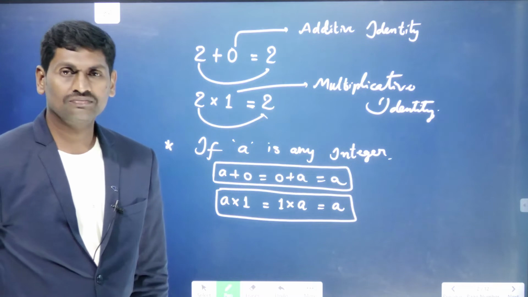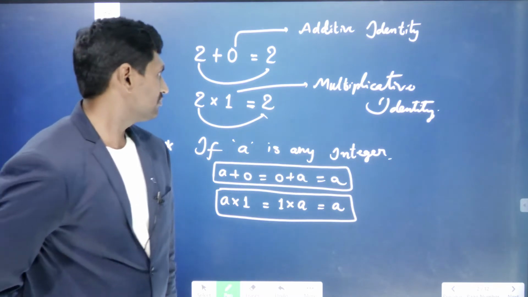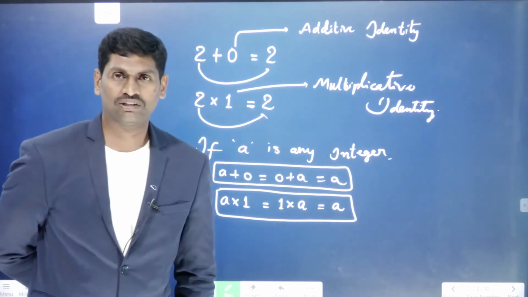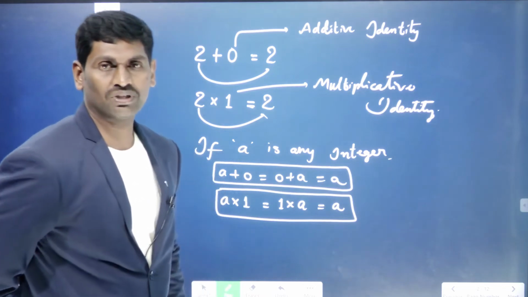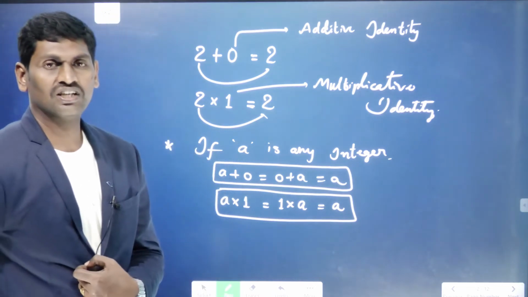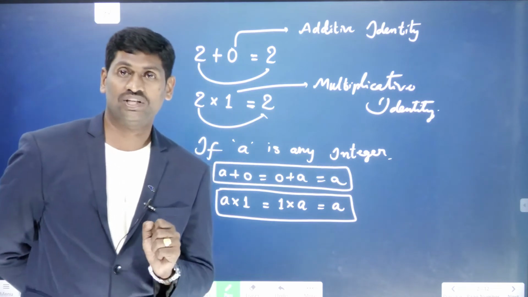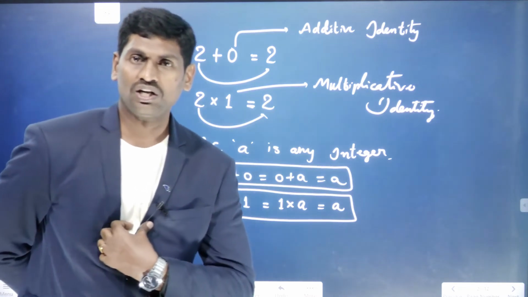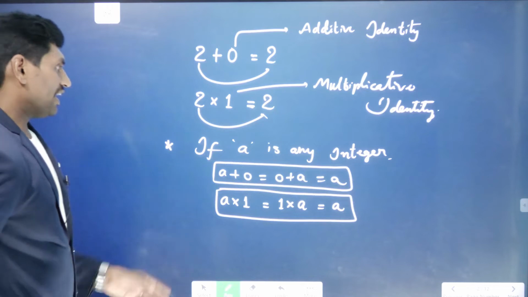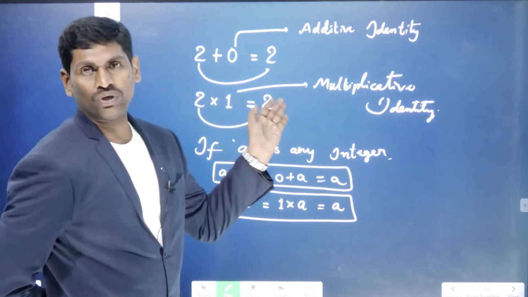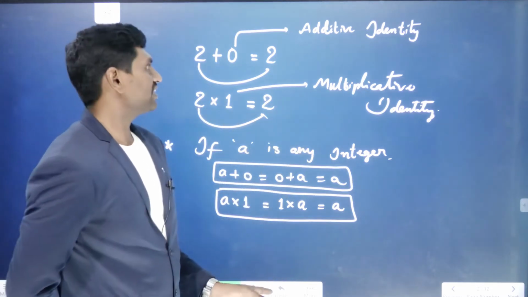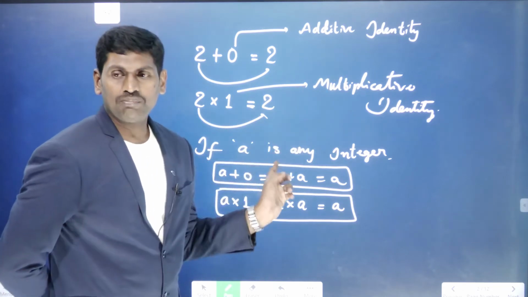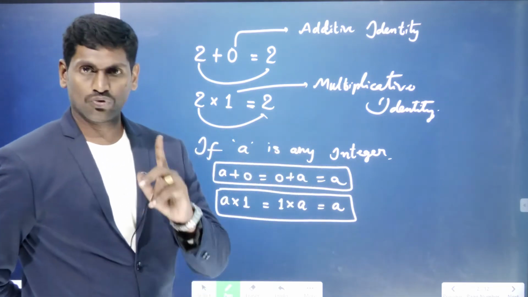Clear, children? In the number system, we have natural numbers, whole numbers and integers. Integers are all positive numbers and negative numbers, including 0, which is neither positive nor negative. And we discussed the additive identity and the multiplicative identity. The additive identity is 0 and the multiplicative identity is 1.